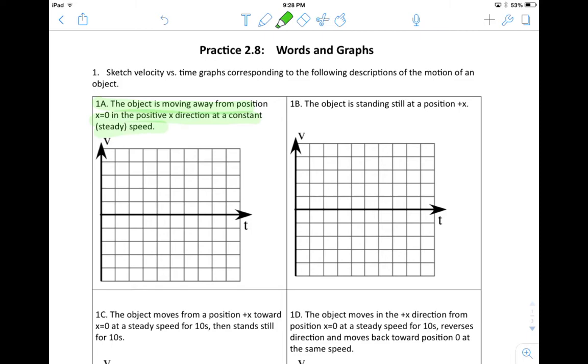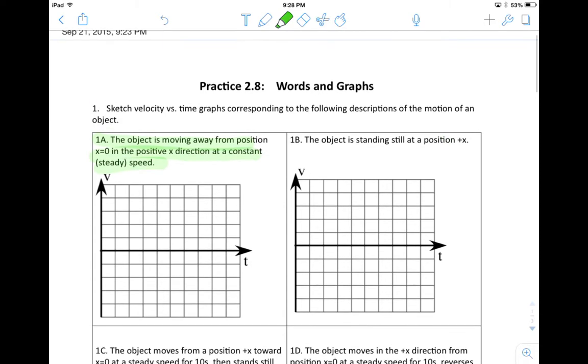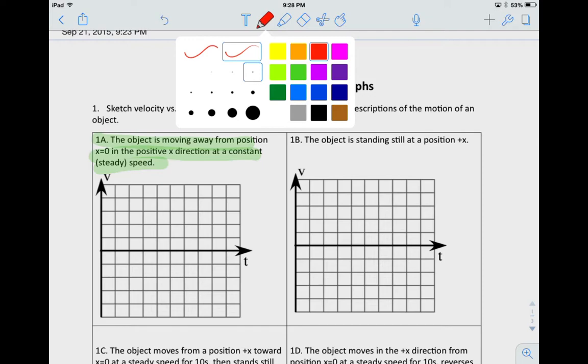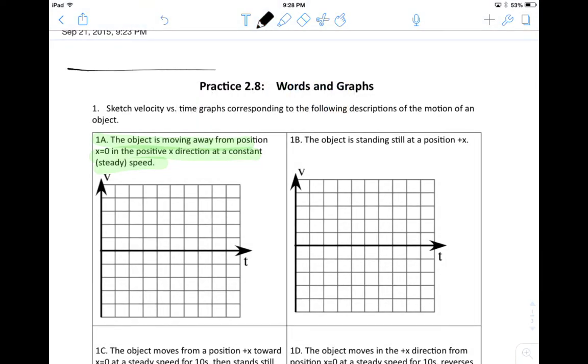All right, so this says the object is moving away from position x equals 0 in the positive x direction at a constant speed. All right, so let's talk about that. So think about like if I have a number line, okay, and there's my 0. So that means that my object is moving away from 0. So it's starting here and it's going that direction at a constant speed.